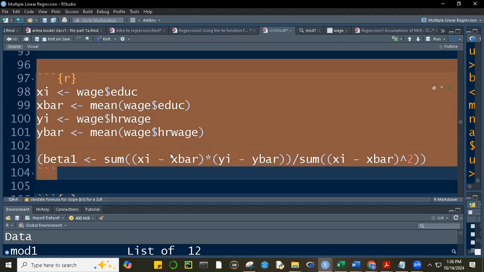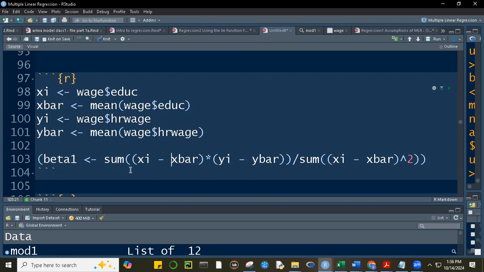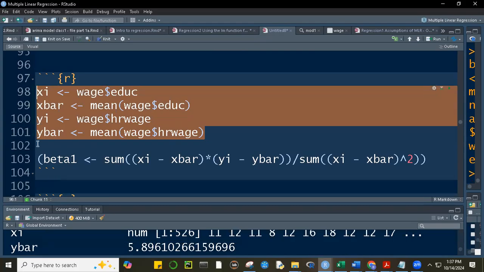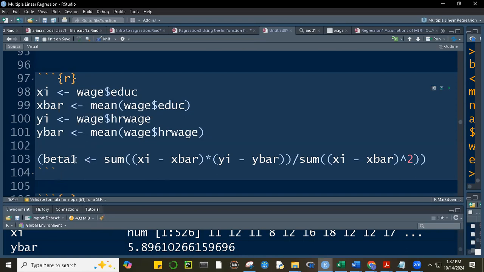Okay. So, yung formula nito, class, sum ng education minus average education times hourly wage minus average ng hourly wage, divided by the variance of education. Yan. Okay, so if I run this, run ko muna tong apat na to in order to generate yung x sub i, y sub i, x bar, y bar, and then compute for the beta.